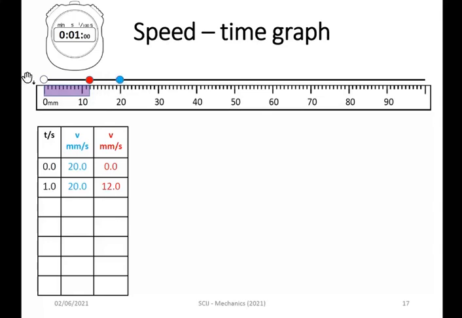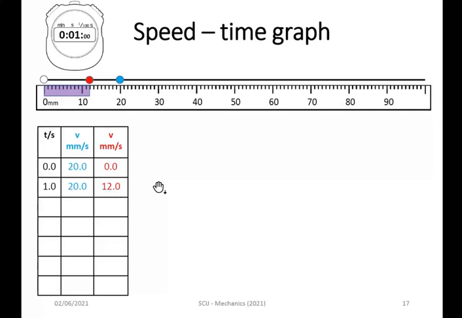For the blue particle, it moved from 0 to 20 within 1 second. So the speed will be the distance covered, which is 20 divided by 1 second. This gives us 20 millimeters per second. Then for the red particle, it moved to 12 millimeters within the first second. So the speed will be 12 divided by 1 second, which gives us 12 millimeters per second.